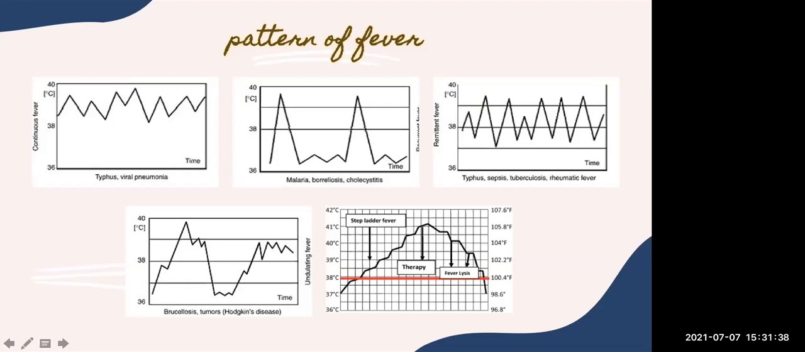Okay, the fourth one down there, on the left, is the Pel-Ebstein fever, commonly associated with Hodgkin lymphoma, and you can see the fever lasted for about 3 to 10 days and was followed by a phase of afebrile. Okay, and the last picture is the step ladder, in which you can see there is continuous rising of the fever, gradually increasing, just like a ladder, right? And commonly, this is due to typhoid fever.